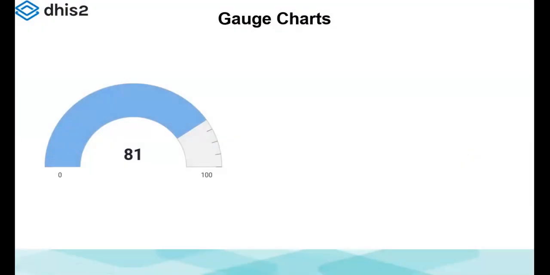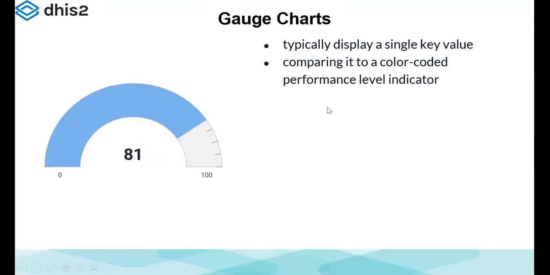Okay. What is this? This is called a gauge chart, and in DHIS2, we have the gauge chart. When can we use a gauge chart? I will answer myself because it's so simple. Usually these gauge charts are ideal if we want to highlight or focus on a single key figure.